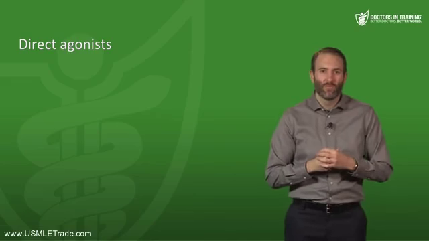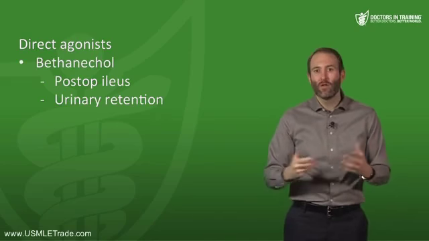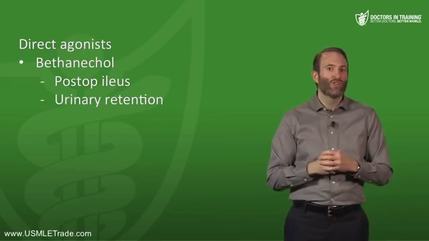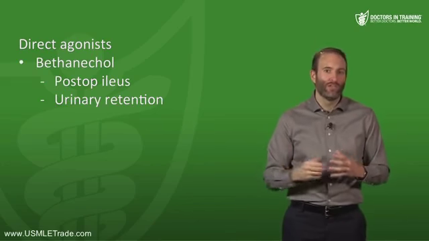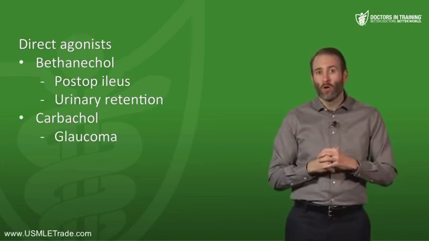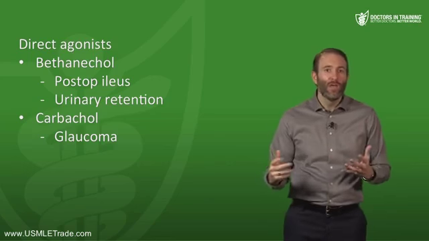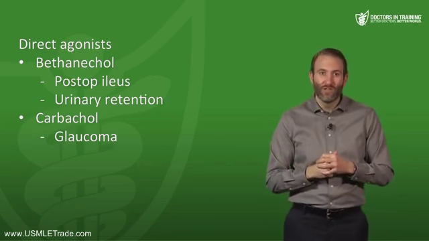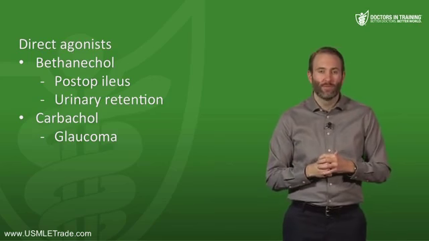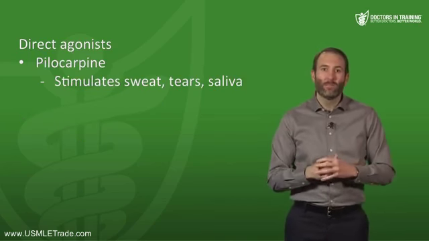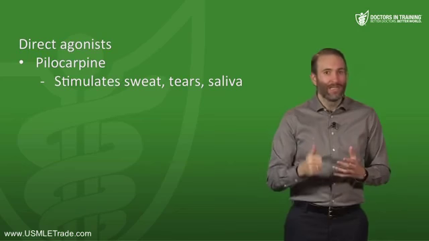So here are some examples. The first one, bethanechol. Bethanechol is used in patients who get a postoperative ileus or urinary retention. Next, we have carbachol. It's used for glaucoma by causing pupillary contraction and will decrease intraocular pressure. Pilocarpine is a potent stimulator of sweat, tears, and saliva.